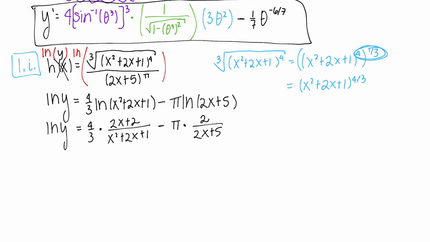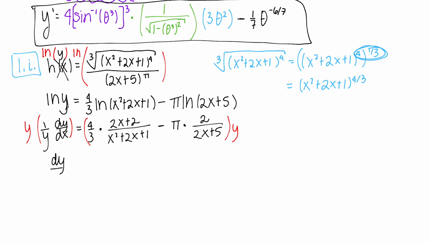And I forgot something. I didn't take the derivative of ln y. That was what I forgot there. The derivative of ln y is 1 over y dy dx. And then you're good to multiply by y on both sides, remembering that y is this entire thing that you began with.